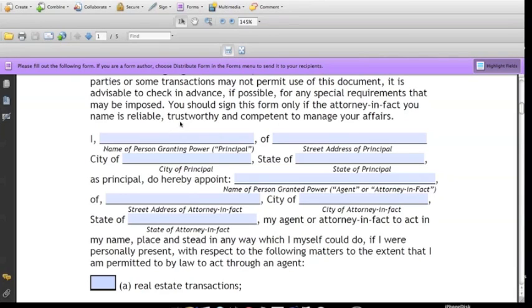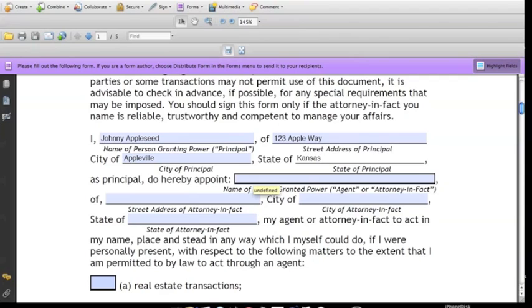So to get started, the first blank is the name of the person granting power, otherwise known as the principal, which would be the person, as it says, granting power to someone else. So let's just use the example here. Johnny Appleseed. And the street address is 123 Apple Way. Of course, these are just fictitious addresses. The city of the principal, we'll have them live in Appleville. State, let's just use Kansas.